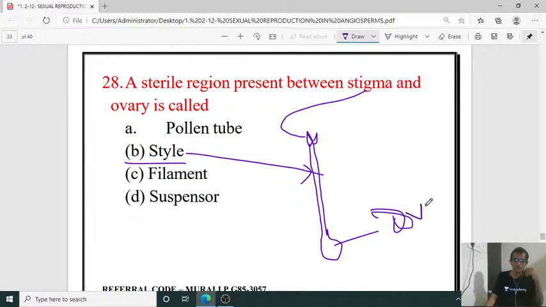Sorry. Writing is very difficult here. This is the ovary.